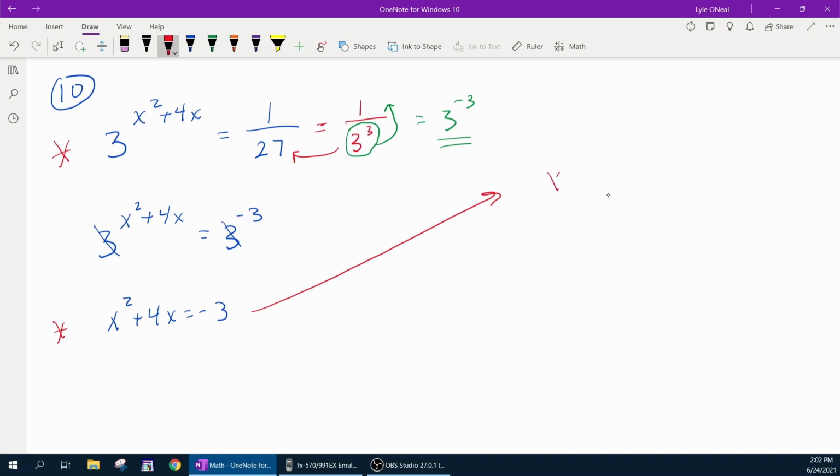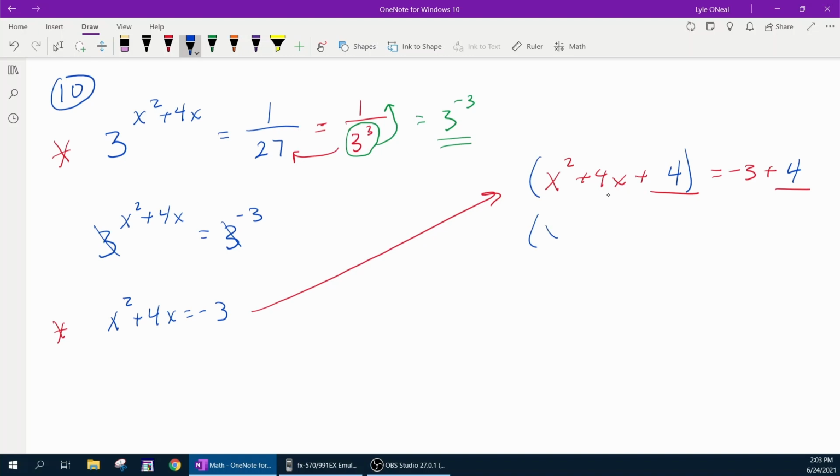Here we go. We're going to have x squared plus 4x plus some constant equals negative 3 plus the same constant. Let's practice completing the square. So to do that, we're going to take half of the coefficient of x. Whatever that is, we're going to square it. Half of 4 is 2. 2 squared is 4. And that is the special number that we need to add to both sides in order for this trinomial to factor nicely.